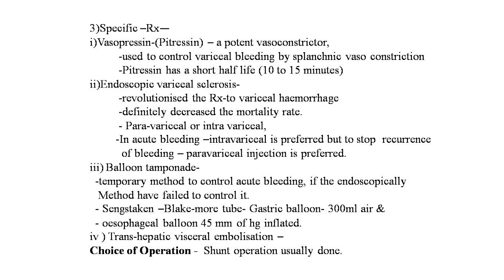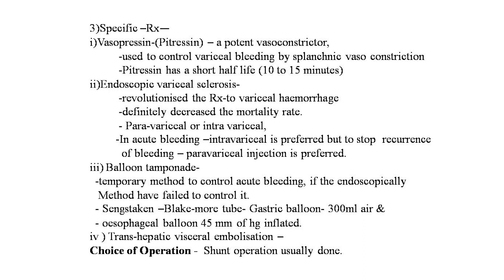If the endoscopic method has failed to control it, then the Sengstaken-Blakemore tube is used: a gastric balloon with 300 ml of air and an esophageal balloon with 45 mm of Hg of pressure is inflated in the lower third of the esophagus. Due to this pressure, the bleeding points or the ruptured vein is stopped. Fourth is transhepatic visceral embolization.